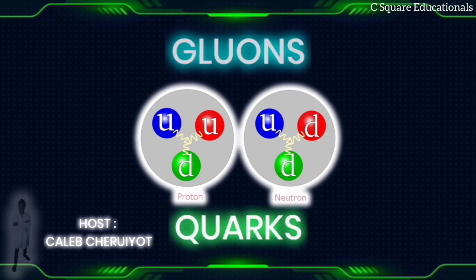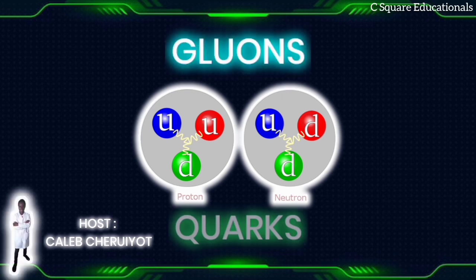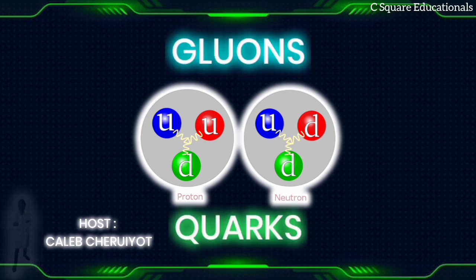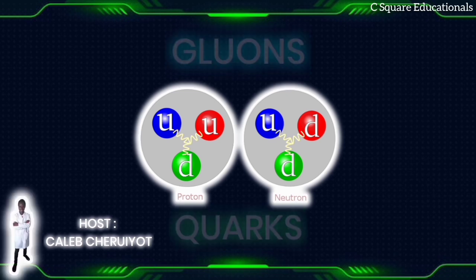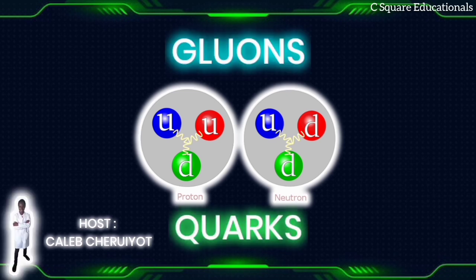Gluons interact with quarks and bind them together. Quarks and gluons are the only particles affected by the strong force. Gluons serve as the force mediators, similar to photons in electromagnetic interactions.